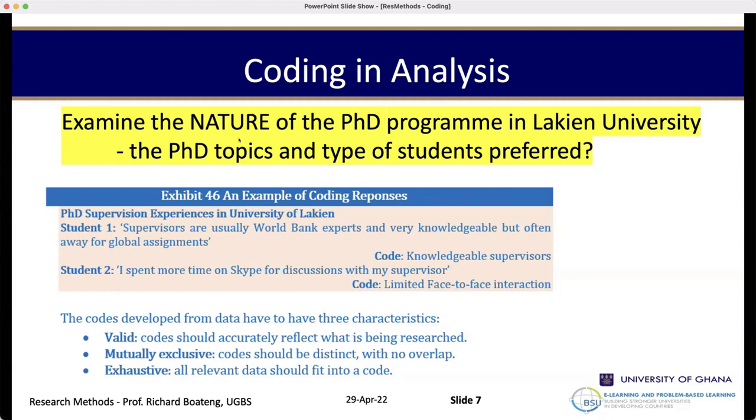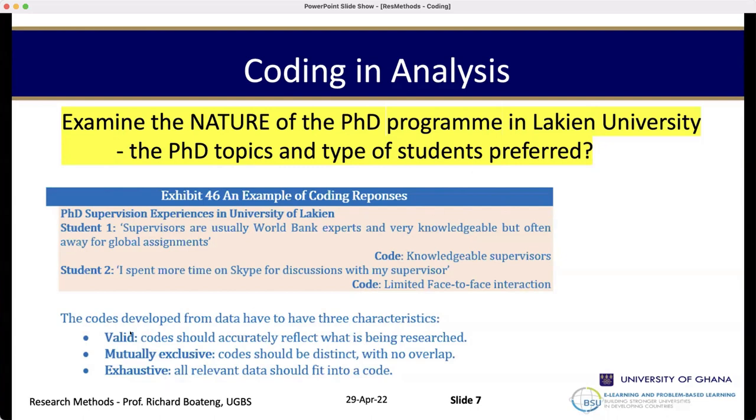So you have to ask, there are two questions here. What type of PhD topics are welcomed in this university? And what are the type of students which are preferred? So you have to know which of them you are answering. So if you're looking for the PhD topics, you have to code for that one. If you're looking for the type of student, you have to also code for that one.